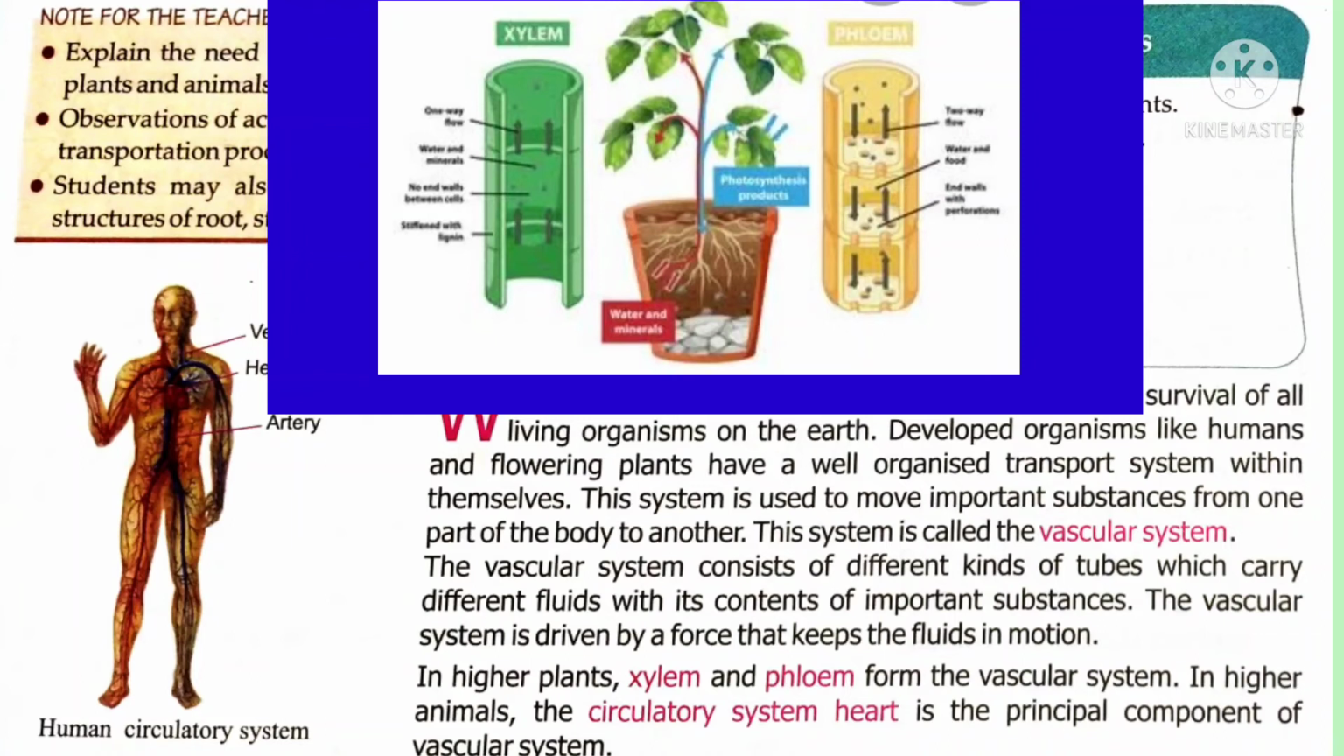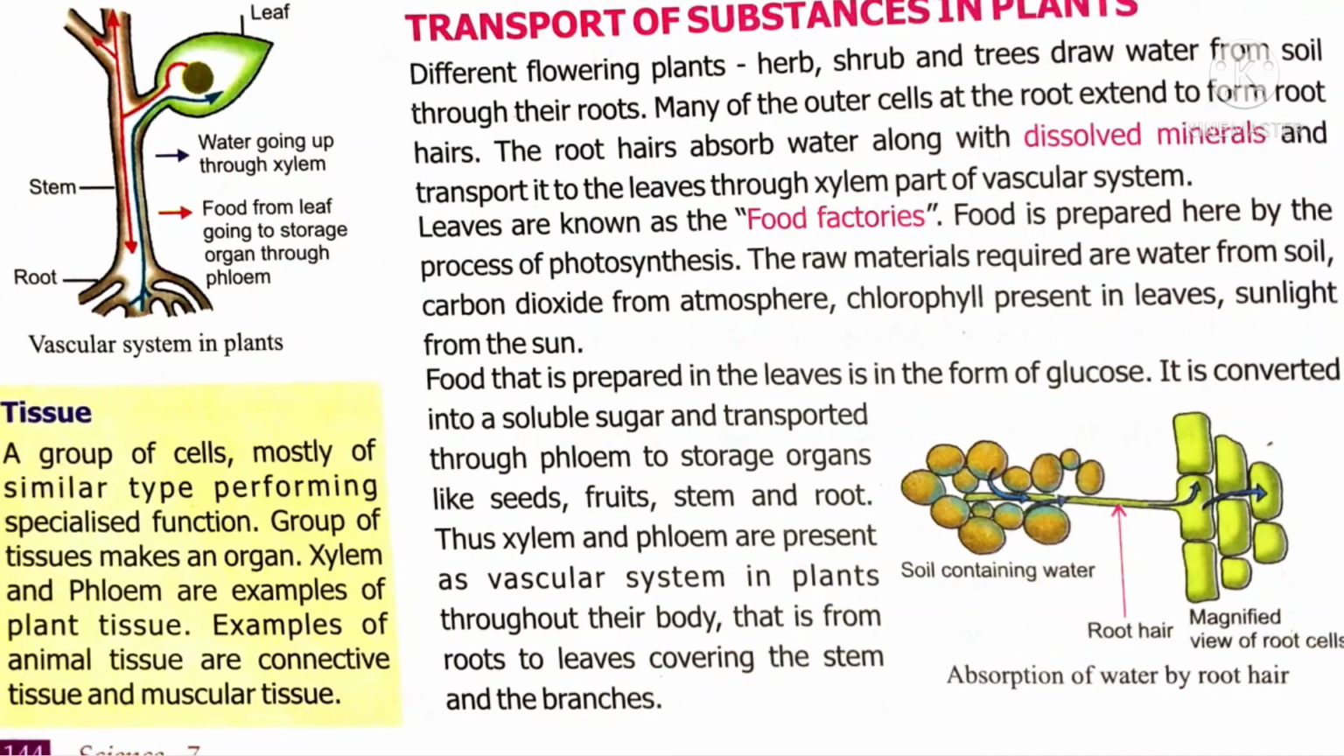Now let's move on to the topic transport of substances in plants. Different flowering plants like herbs, shrubs, and trees draw water from the soil. Do you know how they get water from the soil? Roots have small hair-like structures called root hair. What will happen outside this root hair? Water particles are more in the soil, and as compared to that, inside the root hair, that means inside the cell of the root, there will be less water.